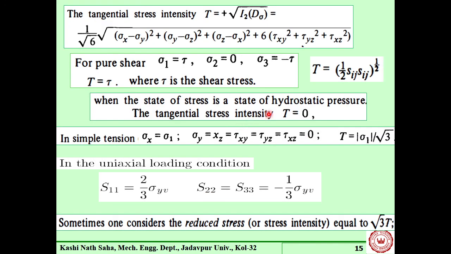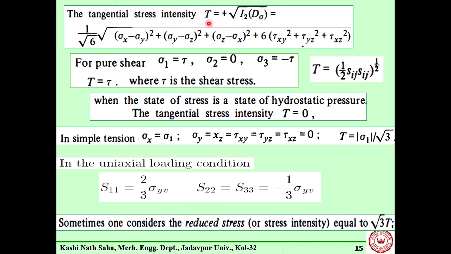This is the expression of the tangential stress intensity quantity. This is also what we use in failure theories. I will discuss it here. And one last thing: what is tangential stress? We will discuss it afterwards. This is a quantity which is used in failure theories. This is the expression, and you can compute it. That is not a big thing. But what is the physical significance of tangential stress intensity?